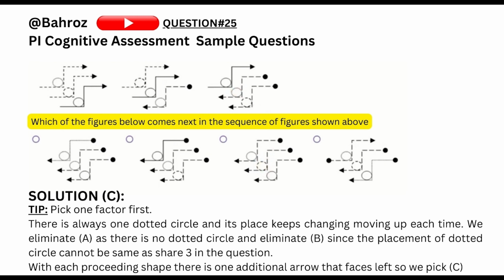Which of the figures below comes next in the sequence of figures shown above? Here again, the tip is to pick one factor first. There is always one dotted circle and its place keeps changing, moving up each time. We can simply eliminate A as there is no dotted circle, and eliminate B since the placement of the dotted circle cannot be the same as the one in the third shape. So A and B can be eliminated. With each proceeding shape, there is one additional arrow that faces left. So we pick C, because between C and D, all 3 arrows should be left, which is only possible in C.